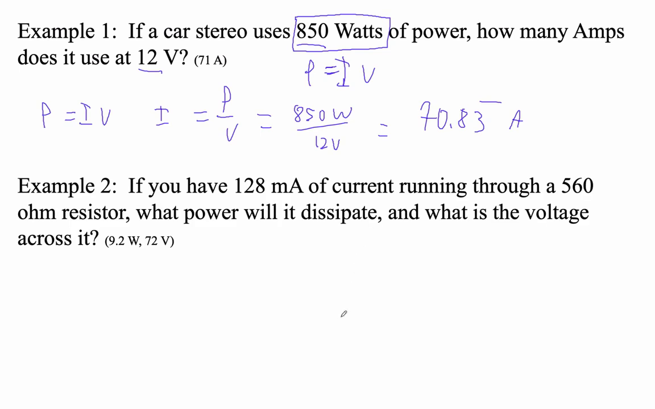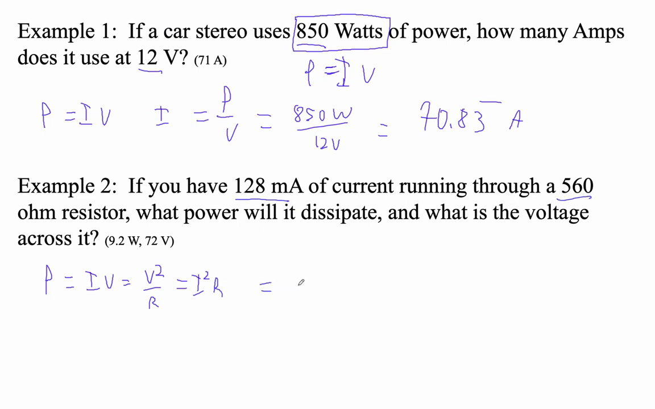You have 128 milliamps of current running through a 560 ohm resistor. What power will it dissipate? What's the voltage across it? Power is IV, which is V squared over R, which is I squared R. I'm going to use I squared R here because I have I and I have R.